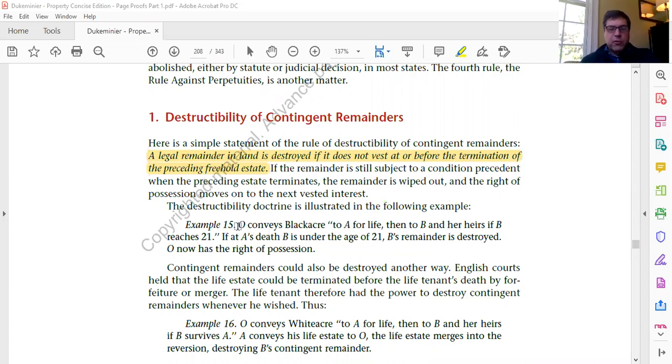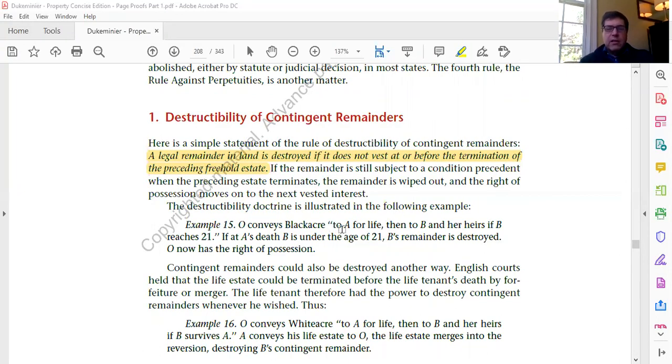So what interests are created? Well, O has conveyed a life estate to A. O has also conveyed a remainder to B in fee simple. How do we know it is a remainder? Well, first of all, it's in a transferee B, and so it has to be either a remainder or an executory interest. And a remainder is a future interest in a transferee that is possible of becoming possessory upon the termination of the preceding freehold estate.